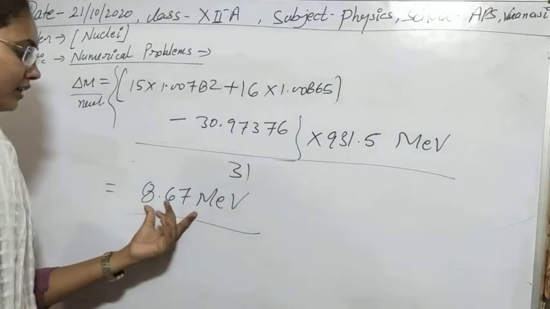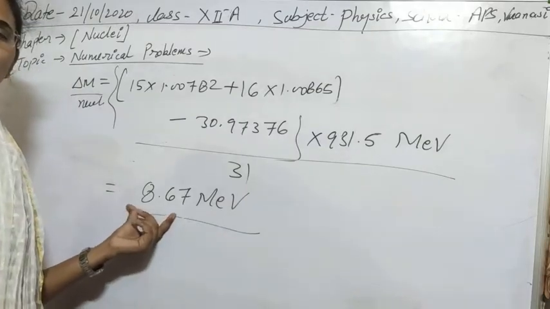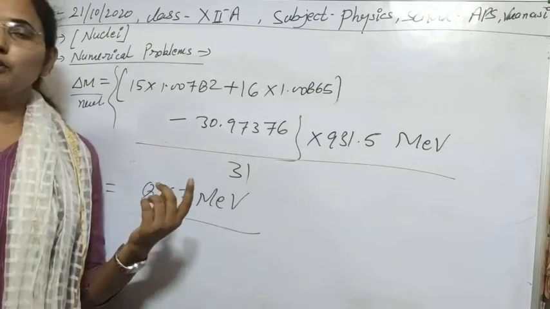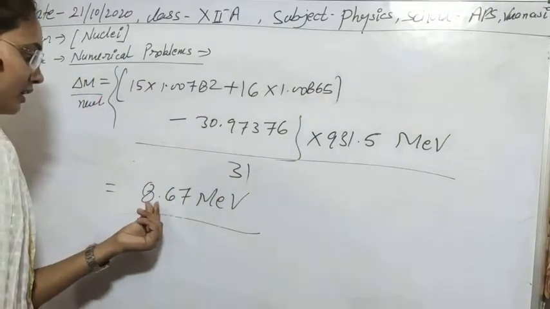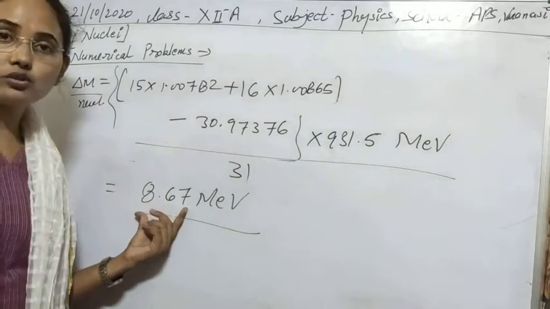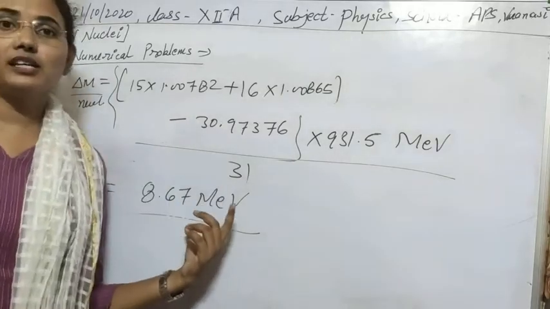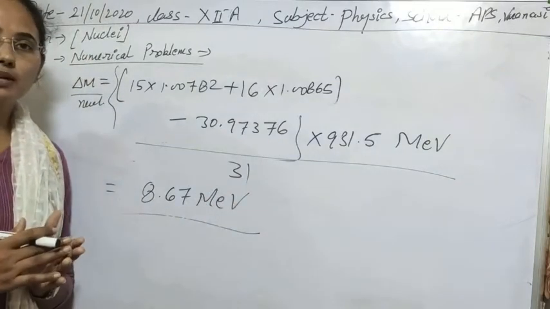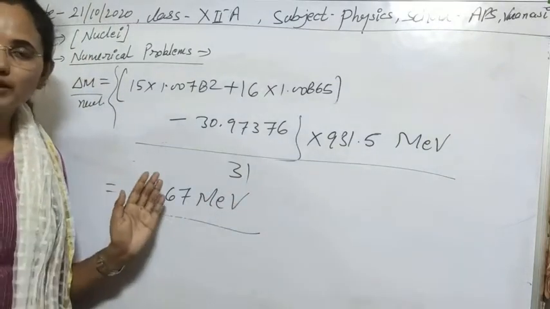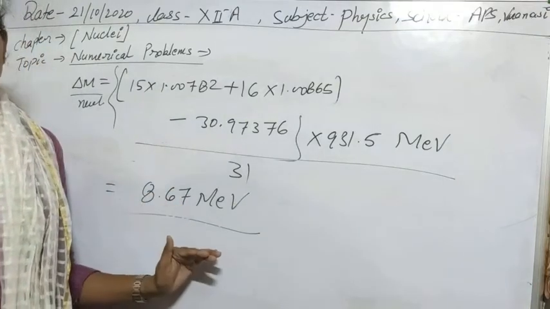The maximum value of binding energy per nucleon is 8.8 for iron, but for phosphorus, as we are seeing, it is 8.67. This is also quite a high, sufficient value. So we can say from this calculation that phosphorus is also very stable. It means the nucleus of phosphorus is very stable, so it is hard to break the nucleus of phosphorus.